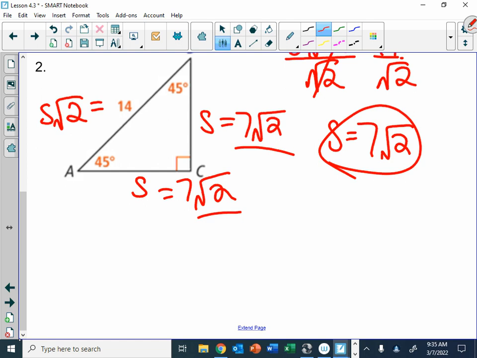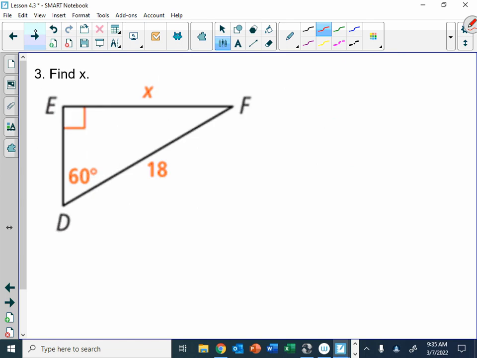Alright. Number 3. I have a 30, 60, 90, right? Sometimes your picture won't label one of the angles, but if you know one of them is 60 and the other is 90, the other one has to be 30. So this angle is 30 degrees. Label it if you want to. You don't have to.